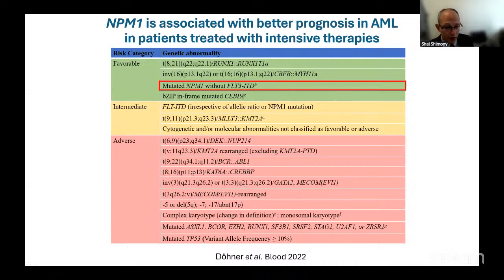How about the prognostic value of NPM1? So this is the ELN 2022 criteria, the risk criteria of AML, and we can see that patients who have NPM1 mutations are classified as favorable prognosis AML. These classifications are for patients who are treated with intensive chemotherapies, like the classical 7+3.